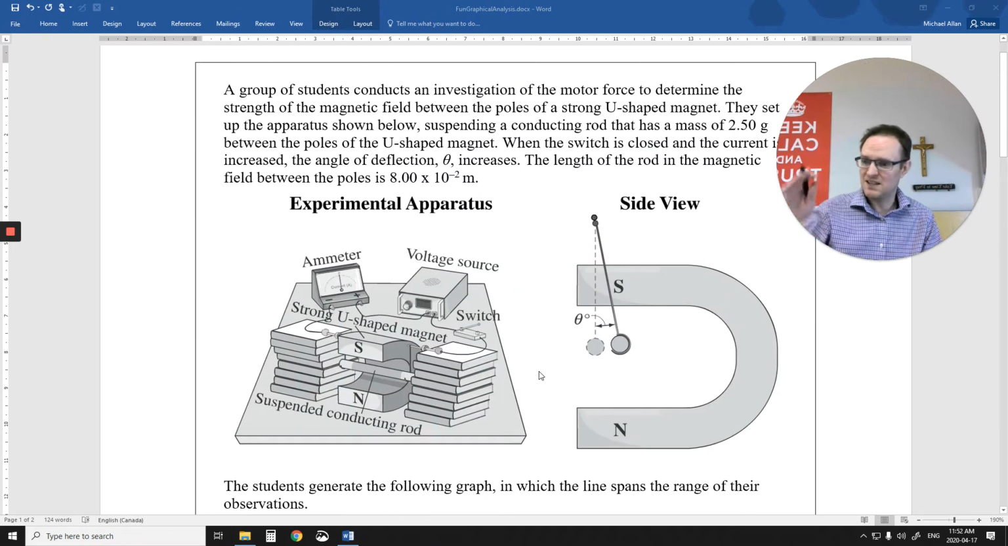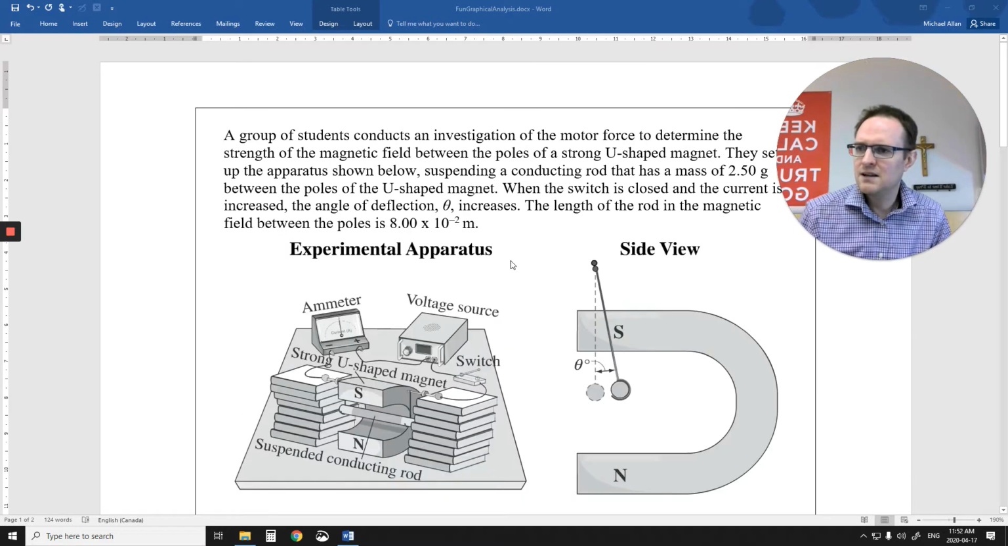They didn't use a force downwards, they're using a force sideways here. They got this rod, it ends up being 2.5 grams, which is going to be nice and useful for later. And they got the length of the rod within the field as about 8 centimeters or so. So it's 8 centimeters in there. Okay, let's figure out what they're trying to do here.